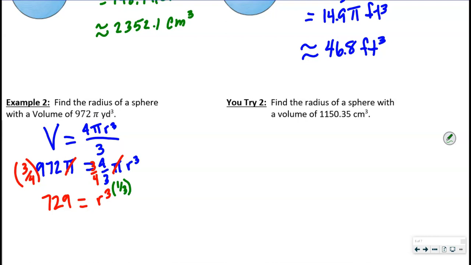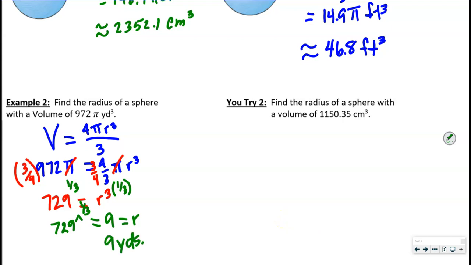So we're going to take, again, the 729 to the 1/3 power. This is the part that always gets people, guys. So in your calculator, you're going to do 729, do your caret symbol, and then take it to the 1/3 power, and then tell me what that is. So you should have got 9. That's equal to r, okay? So that means this is 9 yards.